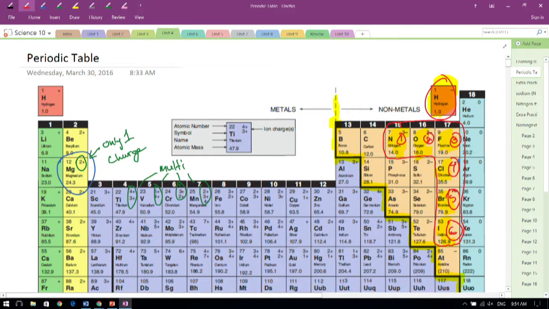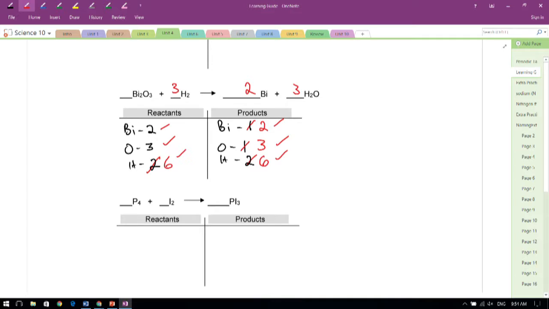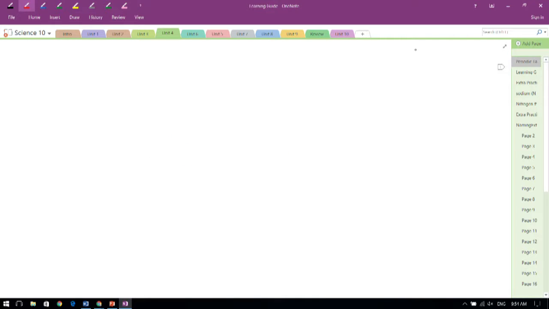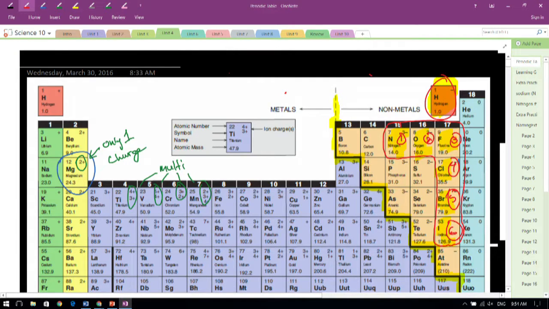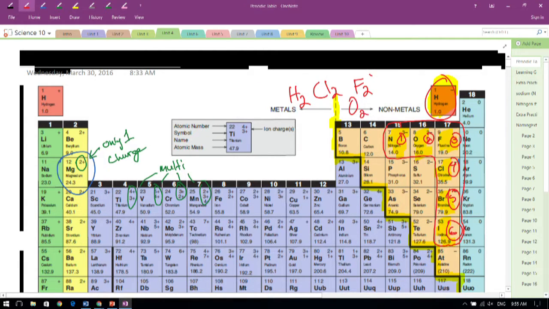And when these guys live by themselves in a chemical reaction, they're always diatomic. So it's always going to be, wow, this computer was working so well for so long. Now it's causing me trouble again. So they're always going to be H2 or Cl2 or F2 or O2 when they live by themselves.